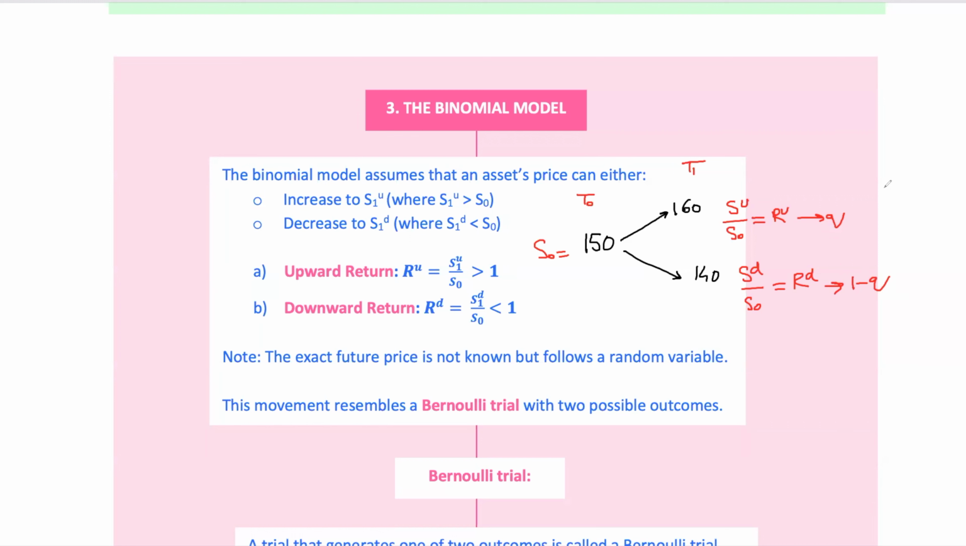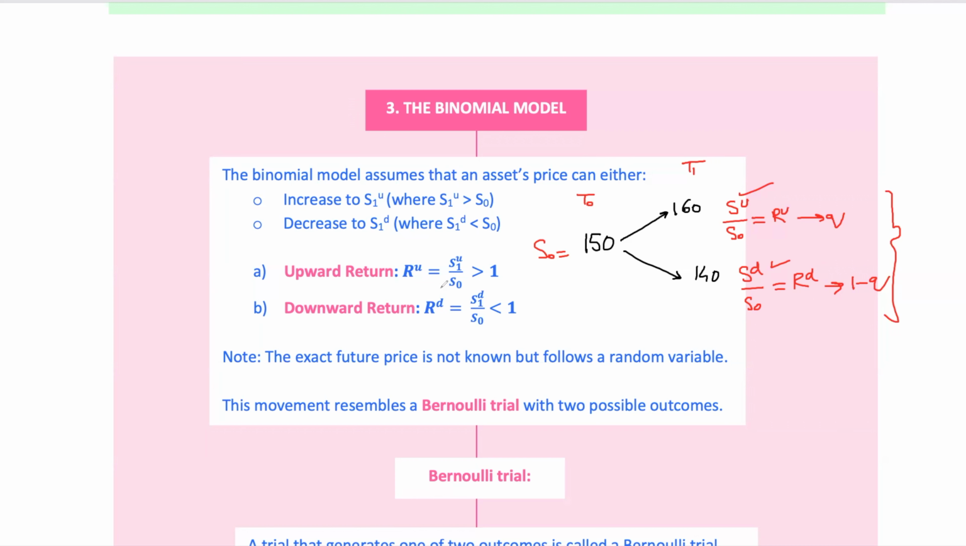Now here's something important. The bigger the volatility of the underlying asset, the greater the gap between SU and SD. In other words, higher volatility means higher highs and lower lows. This is why when you're pricing an option using this binomial model, you need to have a good sense of how volatile the underlying asset might be. The volatility directly impacts those potential price movements, which in turn influences the option's value.